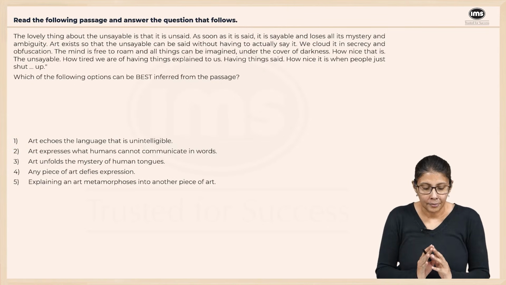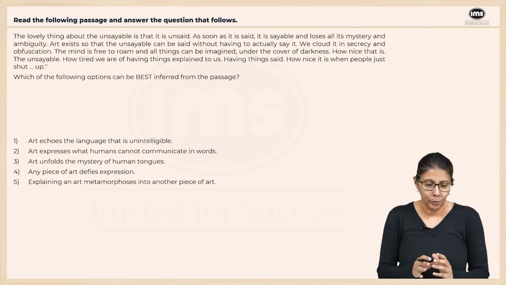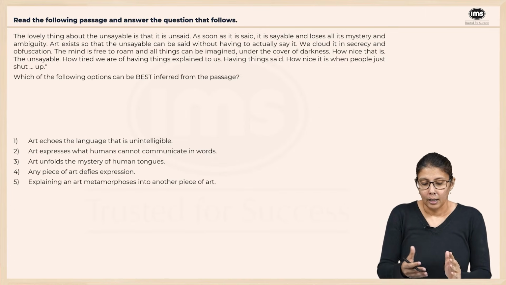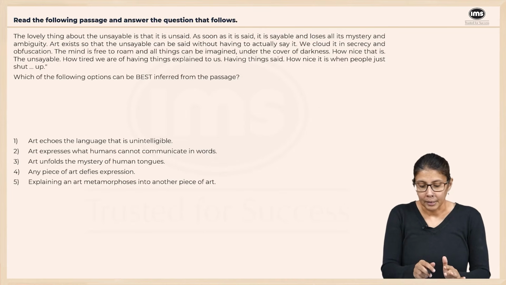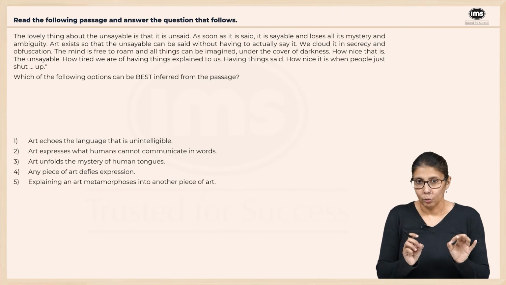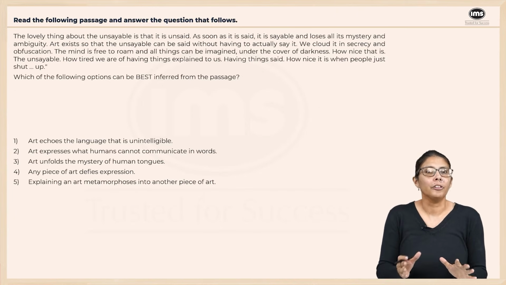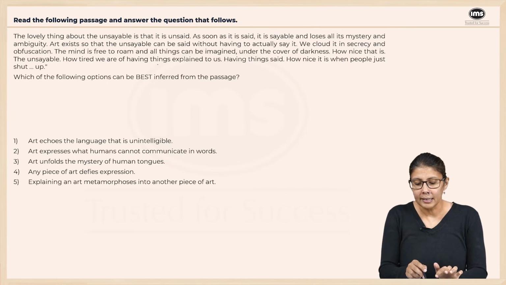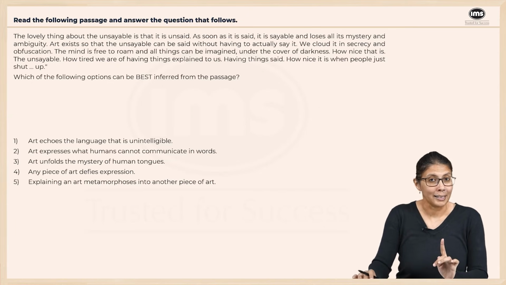Now here we have a paragraph followed by a single question. Which of the following options can be best inferred from the passage? This paragraph is a bit abstract, so what I would do is focus on the main point that the author is trying to make before I look at the options. What is the main point? The lovely thing about the unsayable is that it is unsaid. So we're trying to say that sometimes not saying things is a good thing. After that, we start talking about art. Art exists so that the unsayable can be said without having to actually say it.